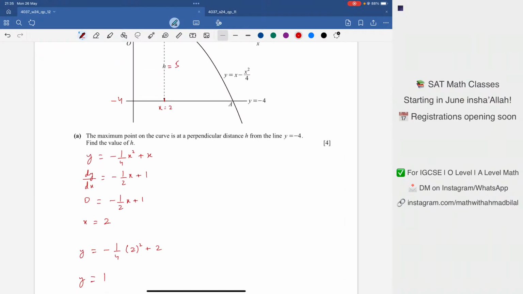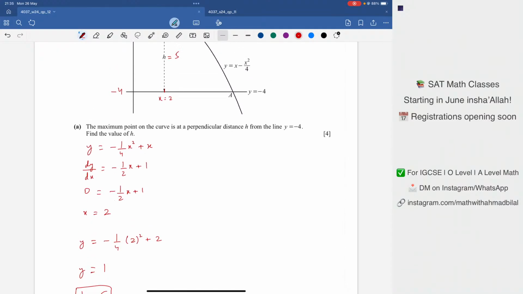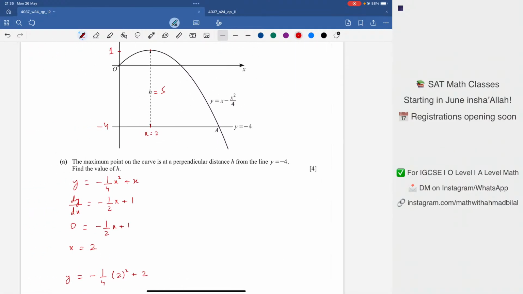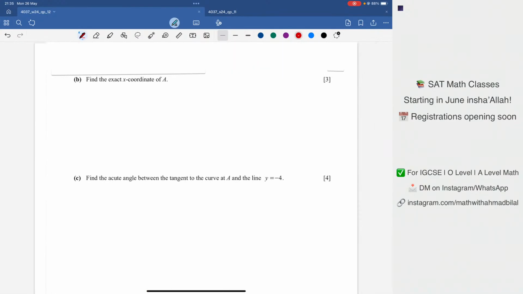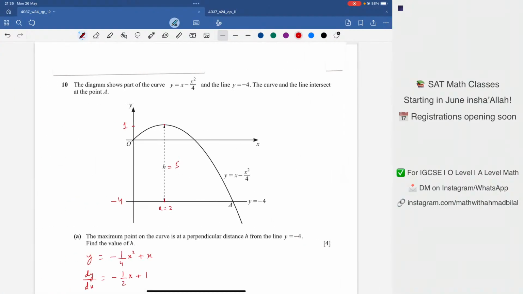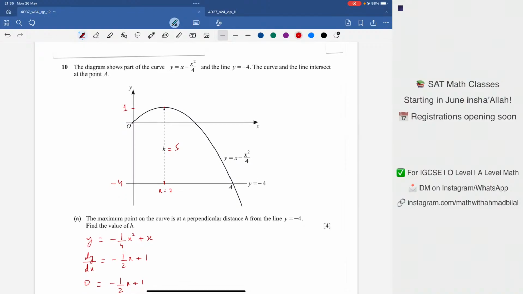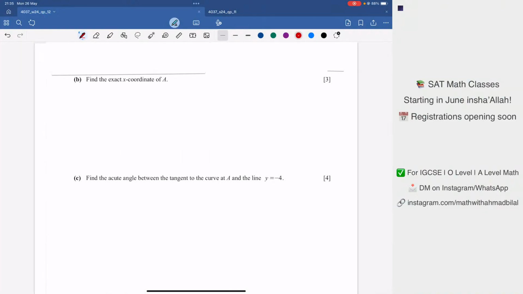All right, let's move on. Find the exact x coordinate of A. Now that's relatively straightforward. We just have to find the x-intercept for that function. What's the function? The function is y equals x minus x squared over 4.